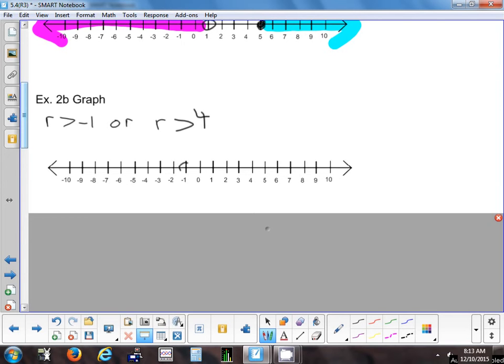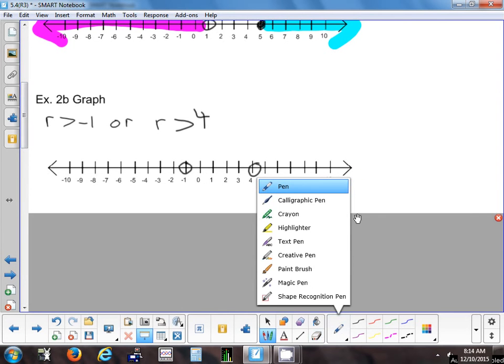Okay. If you want to do your arrow now, you can. I like to do my circles first. So open circle on negative one. What kind of circle on four? Open. All right. Now I'm going to use my highlighter.